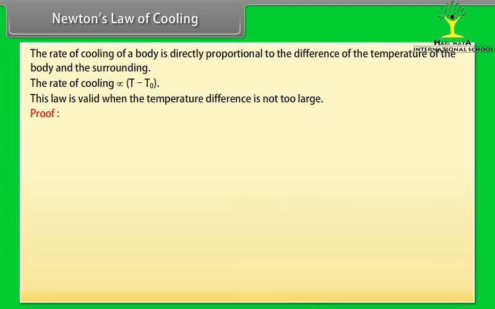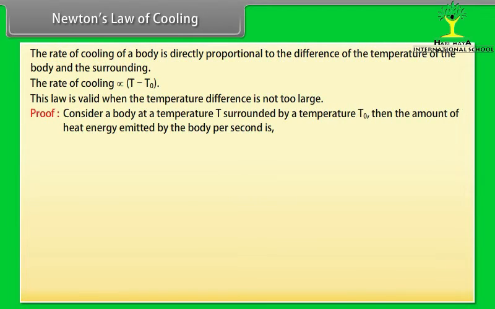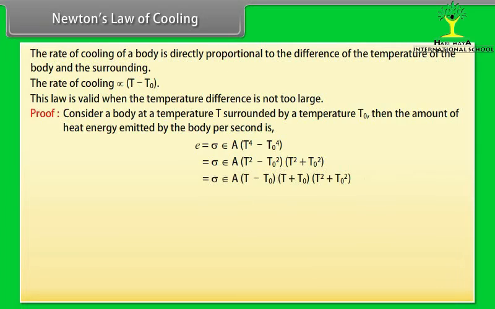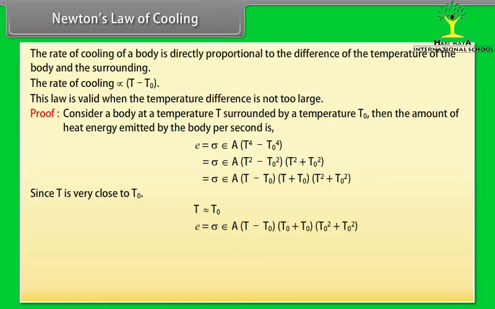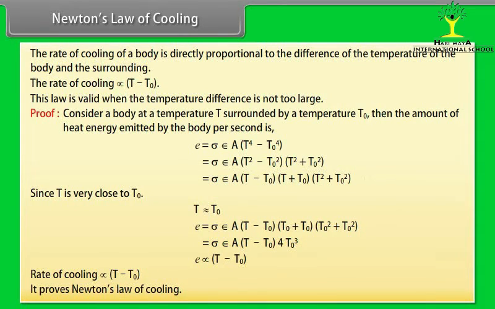Let's see the proof. Consider a body at a temperature T surrounded by a temperature T0. Then the amount of heat energy emitted by the body per second is E = σeA(T - T0)(T + T0)(T² + T0²). Since T is very close to T0, it implies E is directly proportional to T - T0. Rate of cooling is directly proportional to T - T0. It proves Newton's law of cooling.